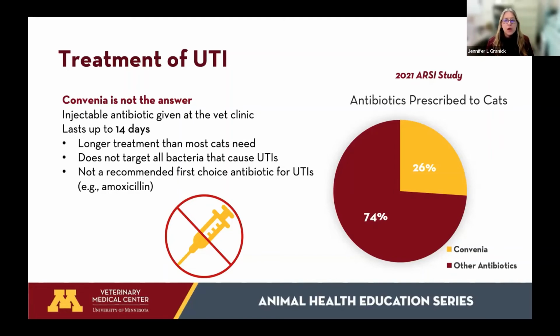This drug is also not necessarily the best for lower urinary tract infections because of the way the drug works. It doesn't necessarily achieve really high concentrations in the urine, and it's definitely not one of the recommended drugs that we use first line for urinary tract infections. Despite that, it's used pretty frequently. And so in the studies that we've done, about 26% of cats that were treated with an antibiotic received Convenia.